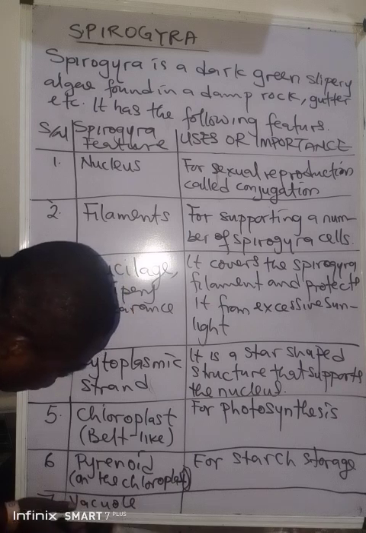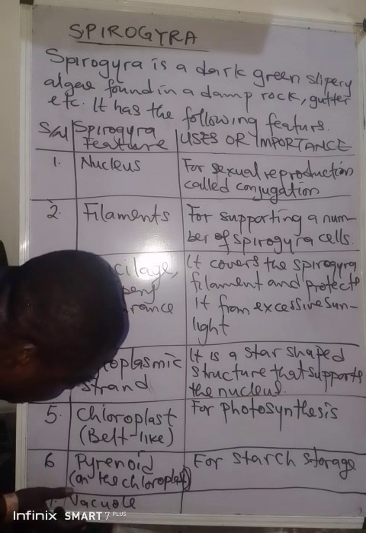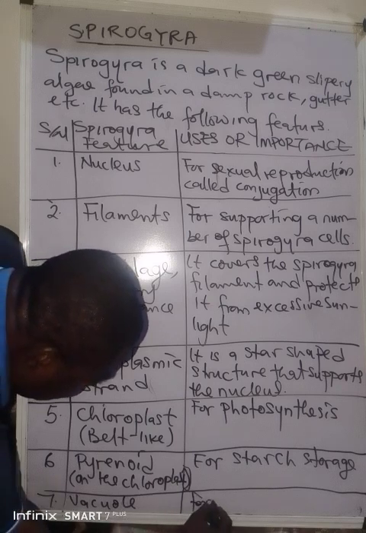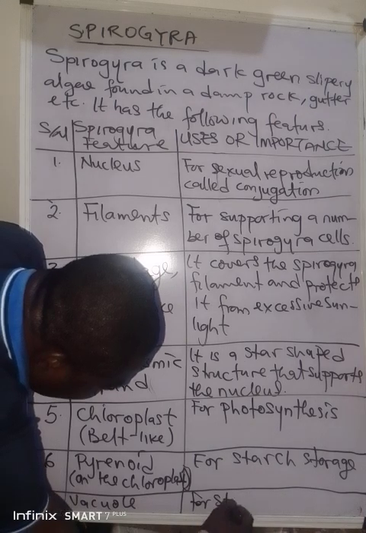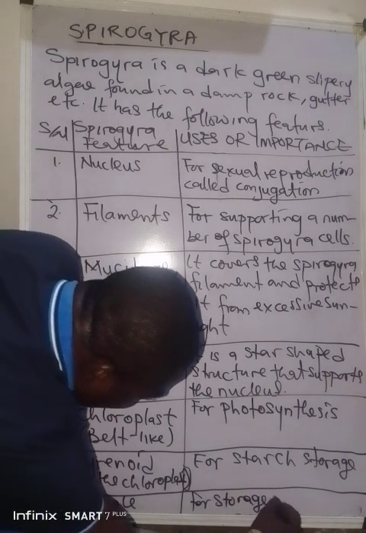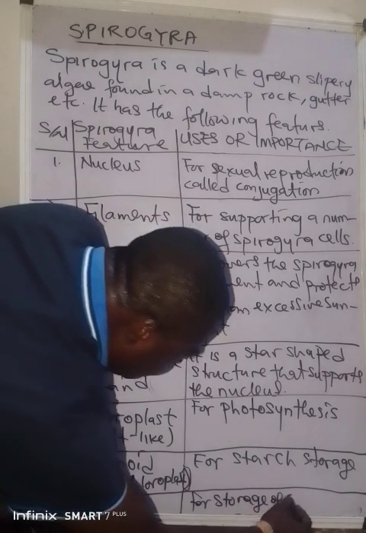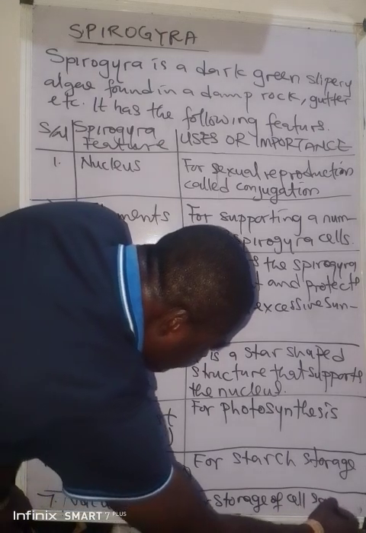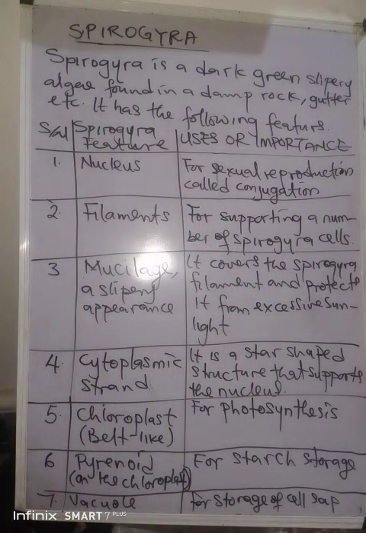So the last thing to talk about here is vacuole. So this vacuole is usually found in between the chloroplast for storage of cell sap. Watery substance inside the cell, they are stored in the what? In the vacuole.